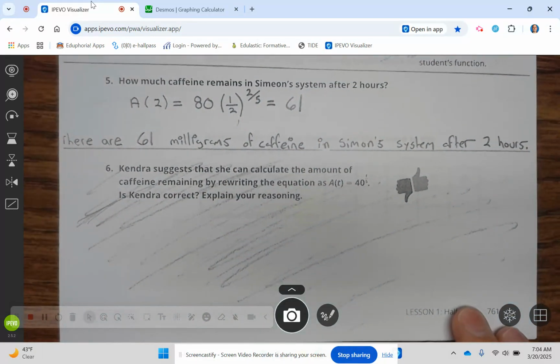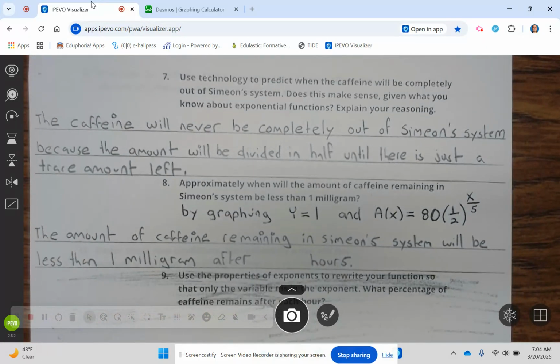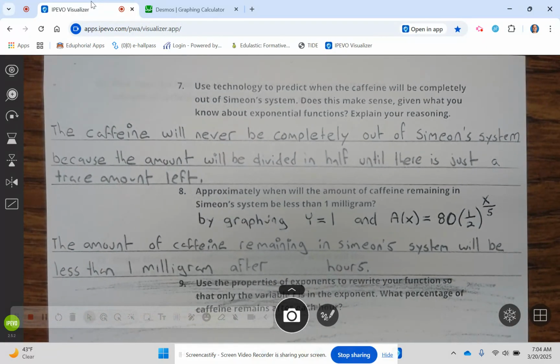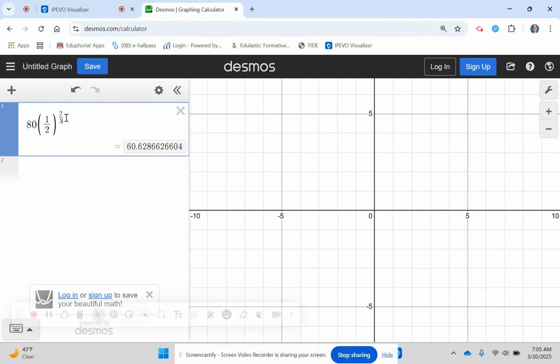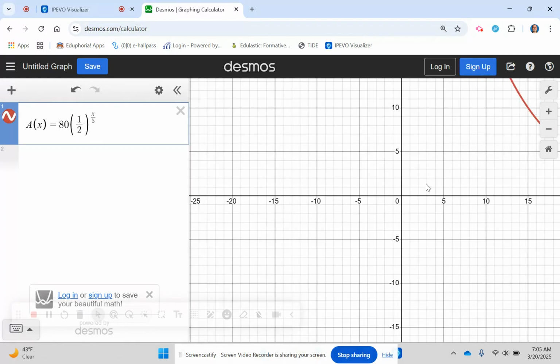All right, let's take a look at the next page. 7. Use technology to predict when the caffeine will be completely out of Simone's system. Does this make sense, given that you know about exponential functions? Explain the reasoning. So let's go ahead and take a look at the function. Let's change the 2 to an x, and then we want to write that as A(x) equals. Let's go ahead and zoom out.